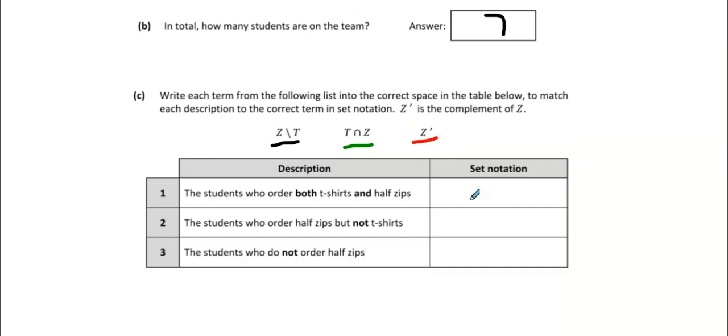It is green, which is T intersection Z, which means tops and half zips, yeah? What about the next one? People who order half zips but no t-shirts. Z, half zips, but not t-shirts. Done. And what about the students who don't order half zips? Z complement. Everybody that's outside. Everybody cool with that?